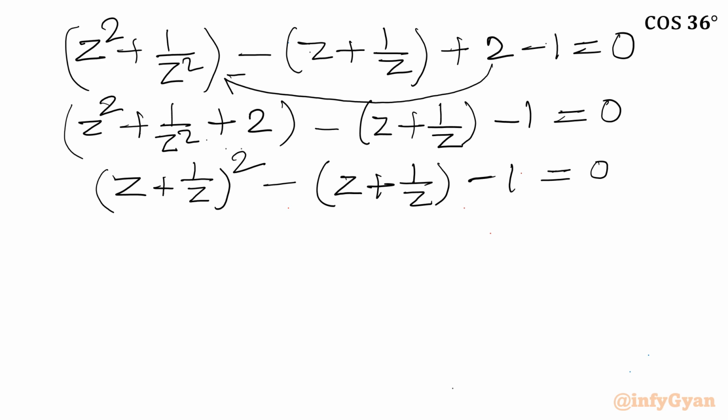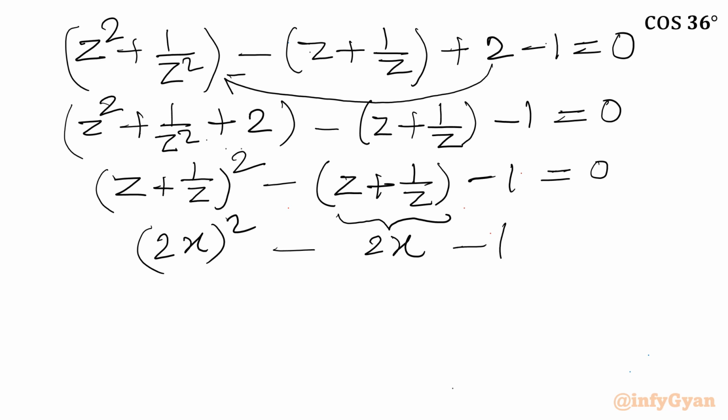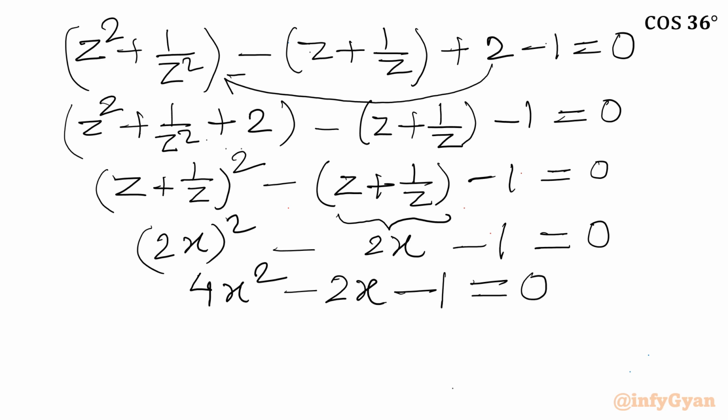Now as per our equation number 1, z plus 1 over z was 2x. So here I will write 2x whole square minus 2x minus 1. So I can write 4x square minus 2x minus 1 equal to 0. This is one quadratic equation. I will solve using the quadratic formula. So 4x square minus 2x minus 1 equal to 0, and the condition was x must be positive.